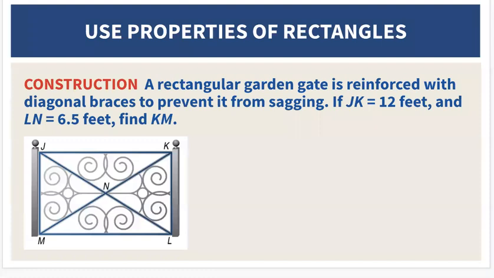So a rectangular garden gate is reinforced with diagonal braces to prevent it from sagging. Y'all know that's what they do, like on TVs and stuff too. Okay. If JK is equal to 12 feet and LN is equal to 6.5 feet, then find KM. So we know that JK is 12 feet and LN, which is down here, is 6.5 feet. And they want us to find KM, which is all of that, right?